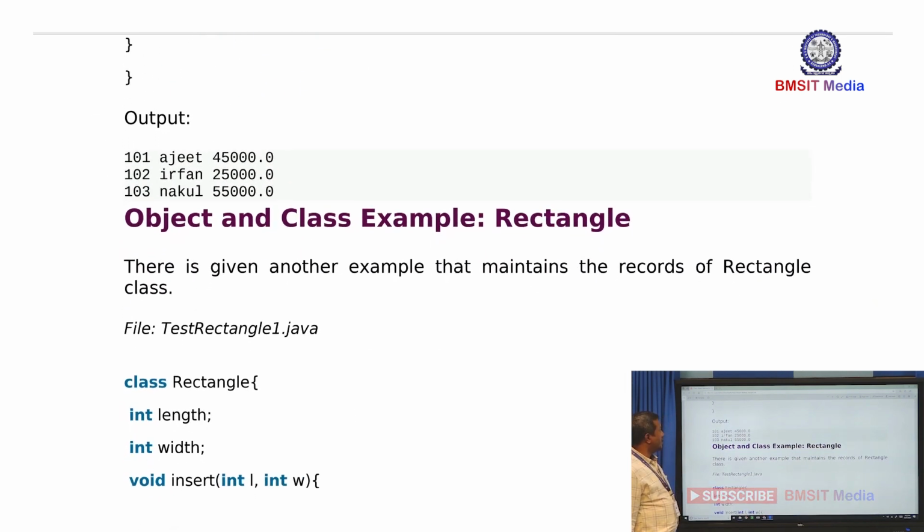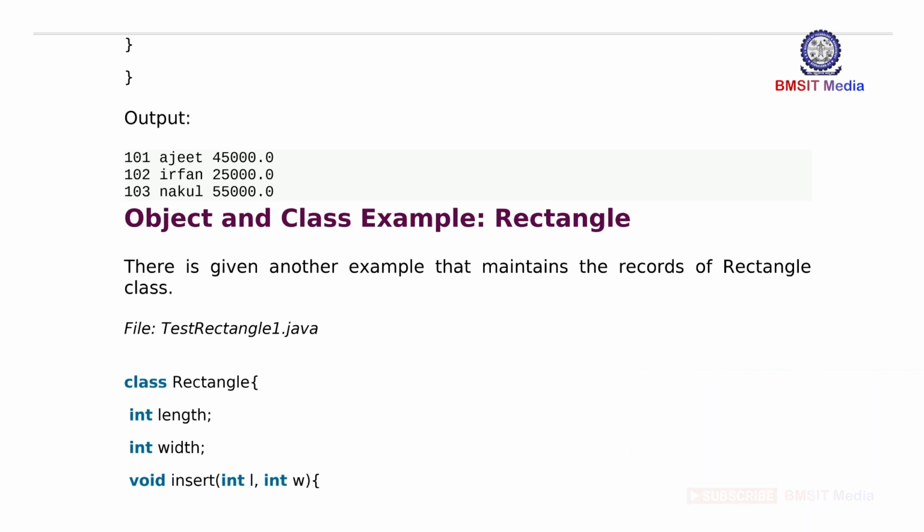Next is object and class example. One more example is there, which contains an example of a rectangle.